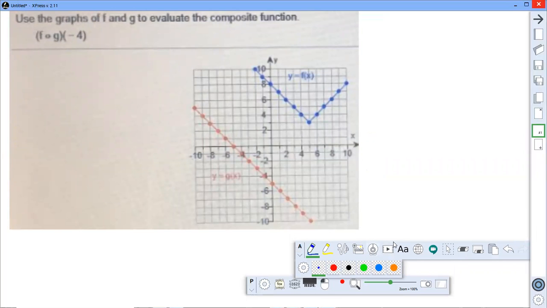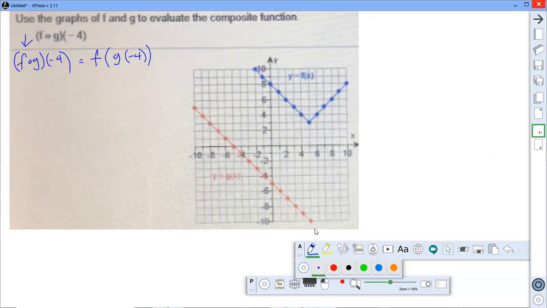So the first one was an operation. This one right here is composition. So it says f of g of -4. Remember, your outside function is f, your inside function is g. So basically this means f of g of -4.